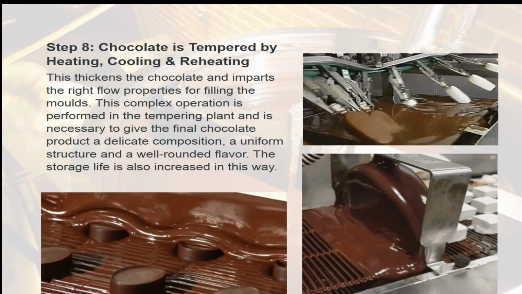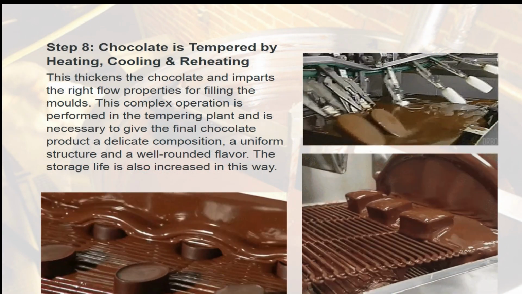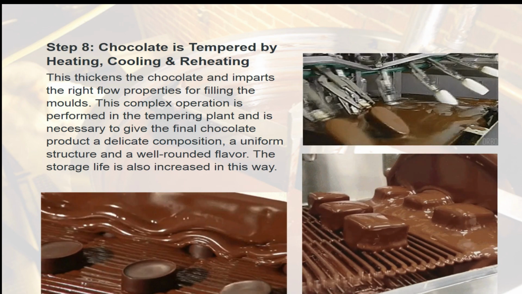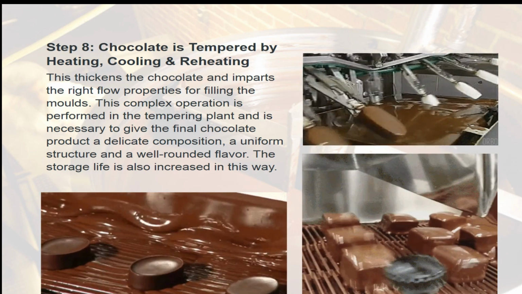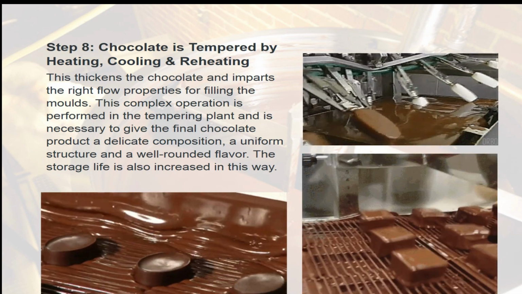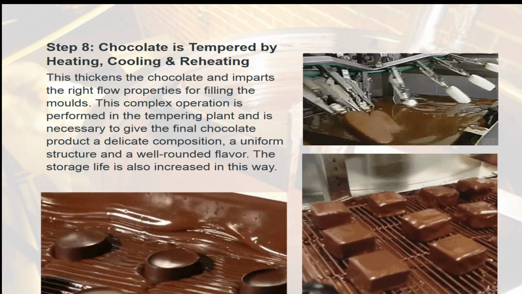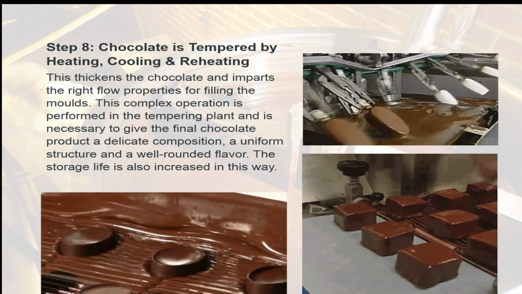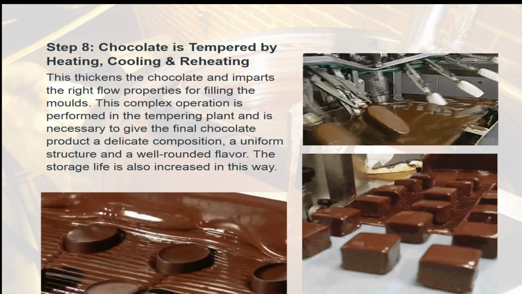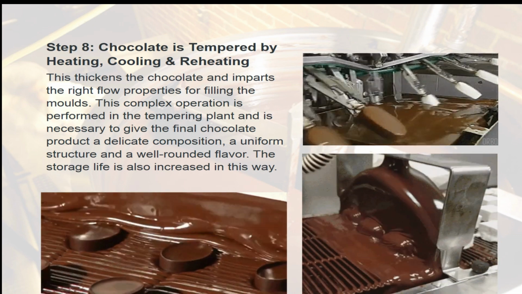Step 8. Chocolate is tempered by heating, cooling and reheating. This thickens the chocolate and imparts the right flow properties for filling the molds. This complex operation is performed in the tempering plant and is necessary to give the final chocolate product a delicate composition, a uniform structure and a well-rounded flavor. The storage life is also increased in this way.